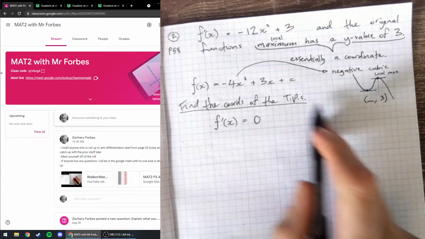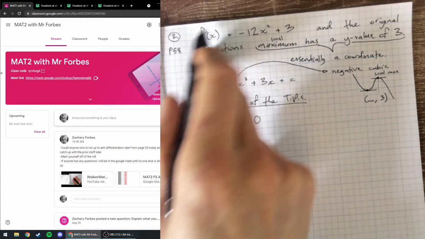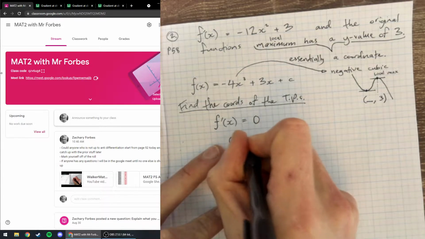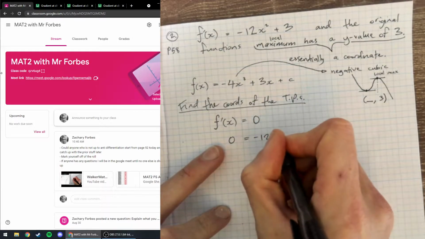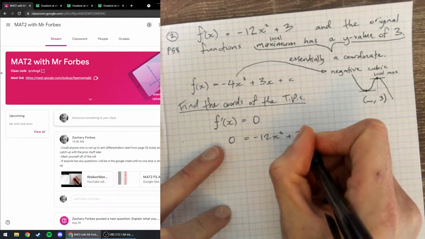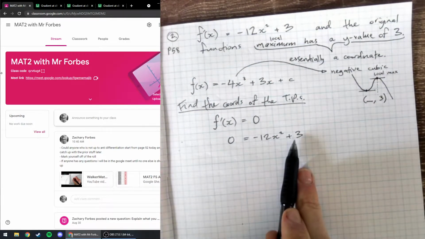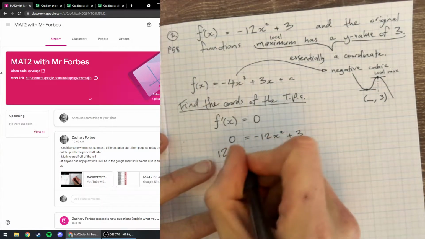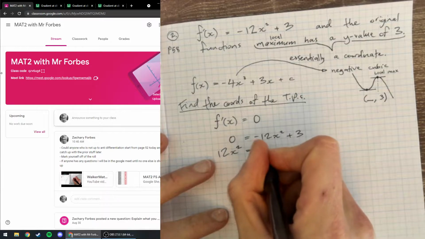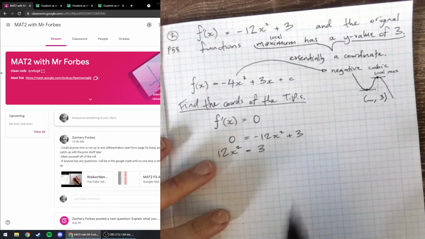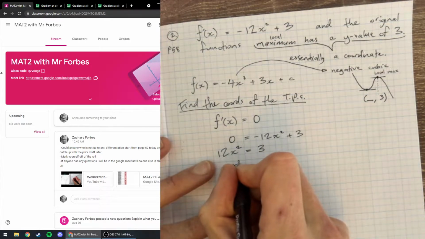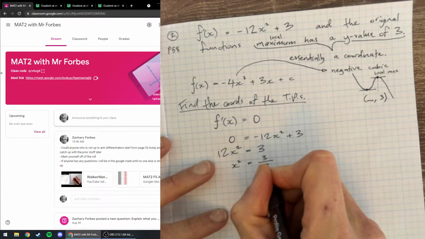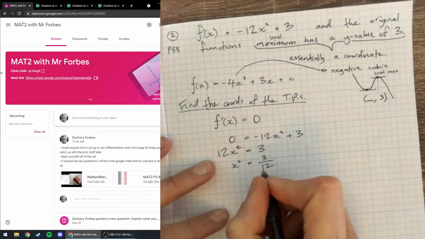So let's use our derivative. Luckily they've already given us the derivative, right? So we're going to go 0 equals, in our derivative, negative 12x squared plus 3. Okay, this looks like it's going to be quite easy to solve. So what I'm going to do to solve this is bring that onto the other side. 12x squared equals 3. I'm then going to divide both sides by 12. x squared equals 3 over 12. And then let's just do that.